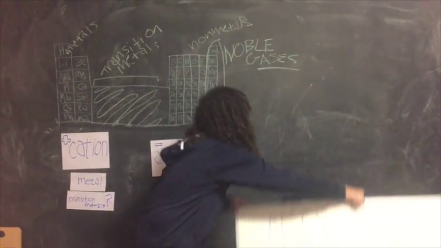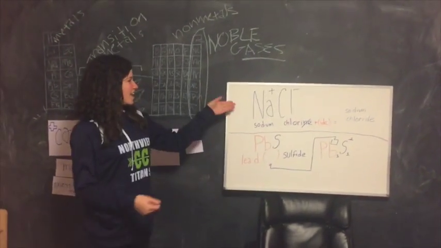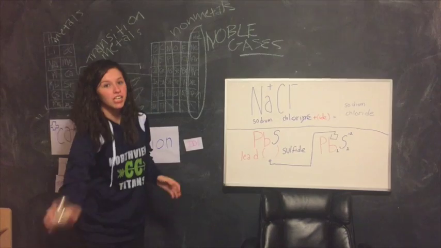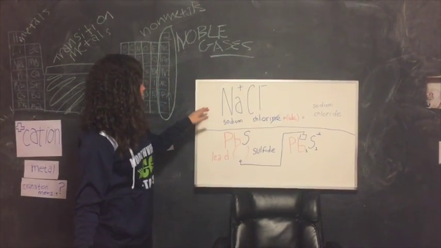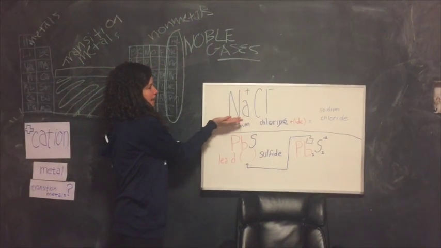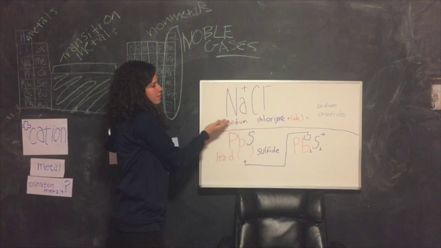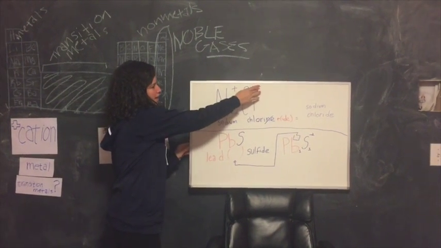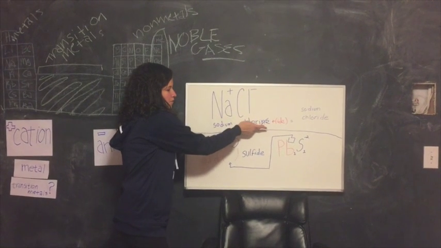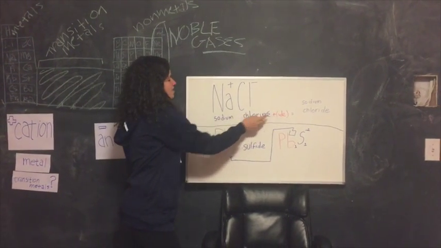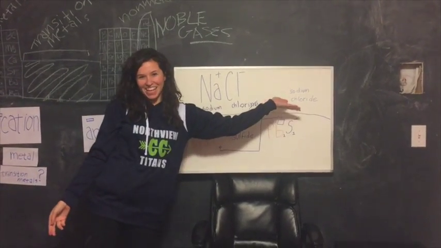Here we have some examples. This ionic compound, like I showed you earlier, is salt, otherwise known as sodium chloride. We start with the cation sodium with a +1 charge, followed by chlorine, the anion. But I've crossed out the last part of chlorine because it's supposed to be followed by IDE, so it's chloride, which results in sodium chloride.